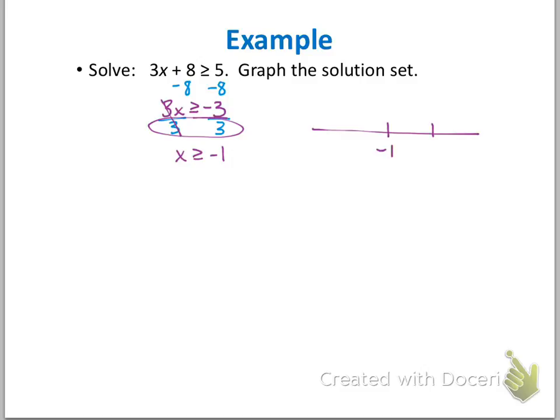We're at negative 1. It says x is greater than or equal to, so I need a bracket, and I'm shading where it's greater than. Okay, make sure it's very obvious where you're shading. Now I can write that in interval notation. Remember, I'm reading from left to right, so I'm going from negative 1 to infinity.